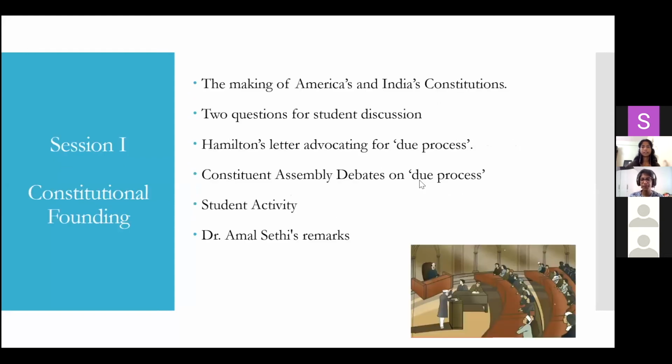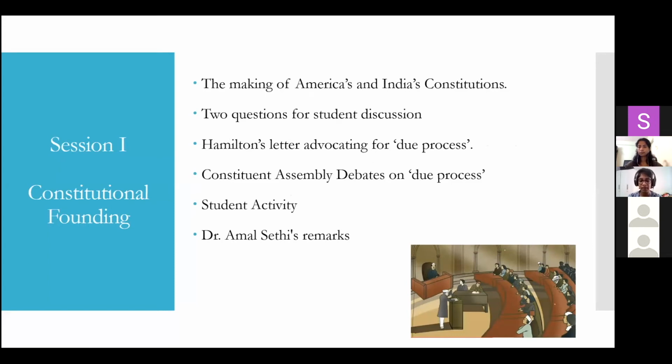I think with that, we can start the summary session. So yesterday we went through 3 distinct sessions. We started with the constitutional founding. In this, we took you through the constitutional stories of India and the US. We took you through how the constitution was enacted, how it came into being.